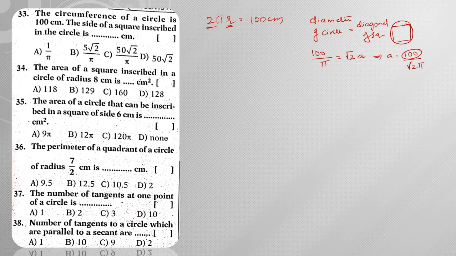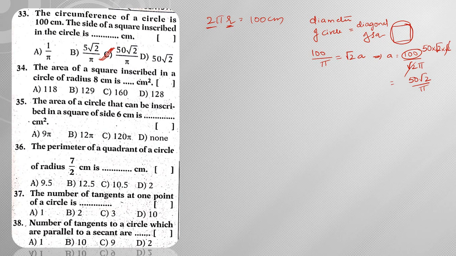Now again, this 100 I can write as 50 into 2. Again, 2 can be written as root 2 into root 2. So one root 2 and one root 2 I can cancel out. So from this I am going to get 50 root 2 by pi. Hence the answer is 50 root 2 by pi. So likewise we can find out.